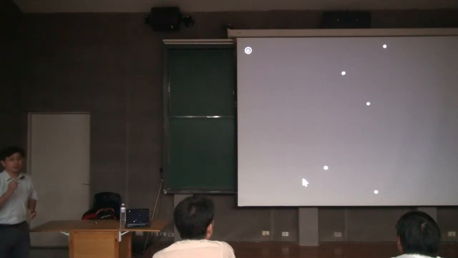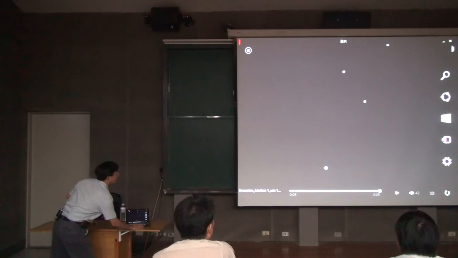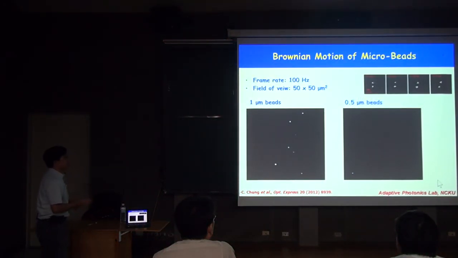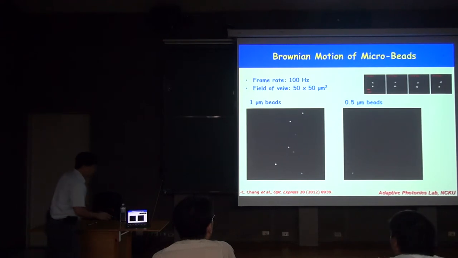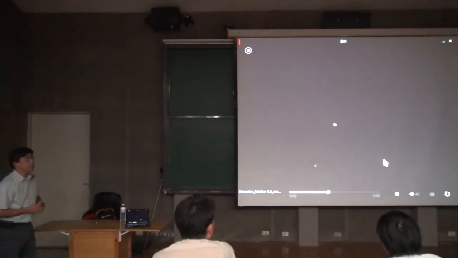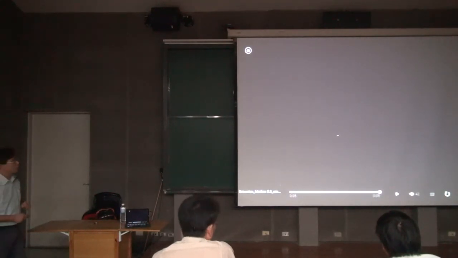So the nanoparticle undergoes Brownian motion. When you decrease the bead size, the diffusion coefficient will increase, so the Brownian motion will be fast. You can see this is a small particle, a nanoparticle. The movement is very fast in the 3 dimensions.